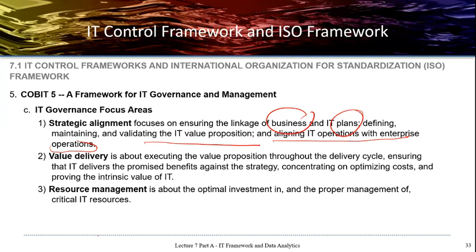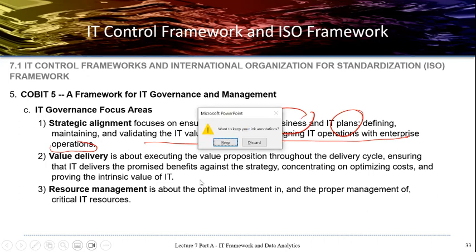Now let me explain the strategic alignment. Aligning business and IT plans is very important. I'll explain why it is important, and how some organizations did not align and lost business. I'll give you examples. For example, I'll take DSI roof tiles. If that company had gone through that COBIT 5, then this problem would not have arisen. Let me explain that part.